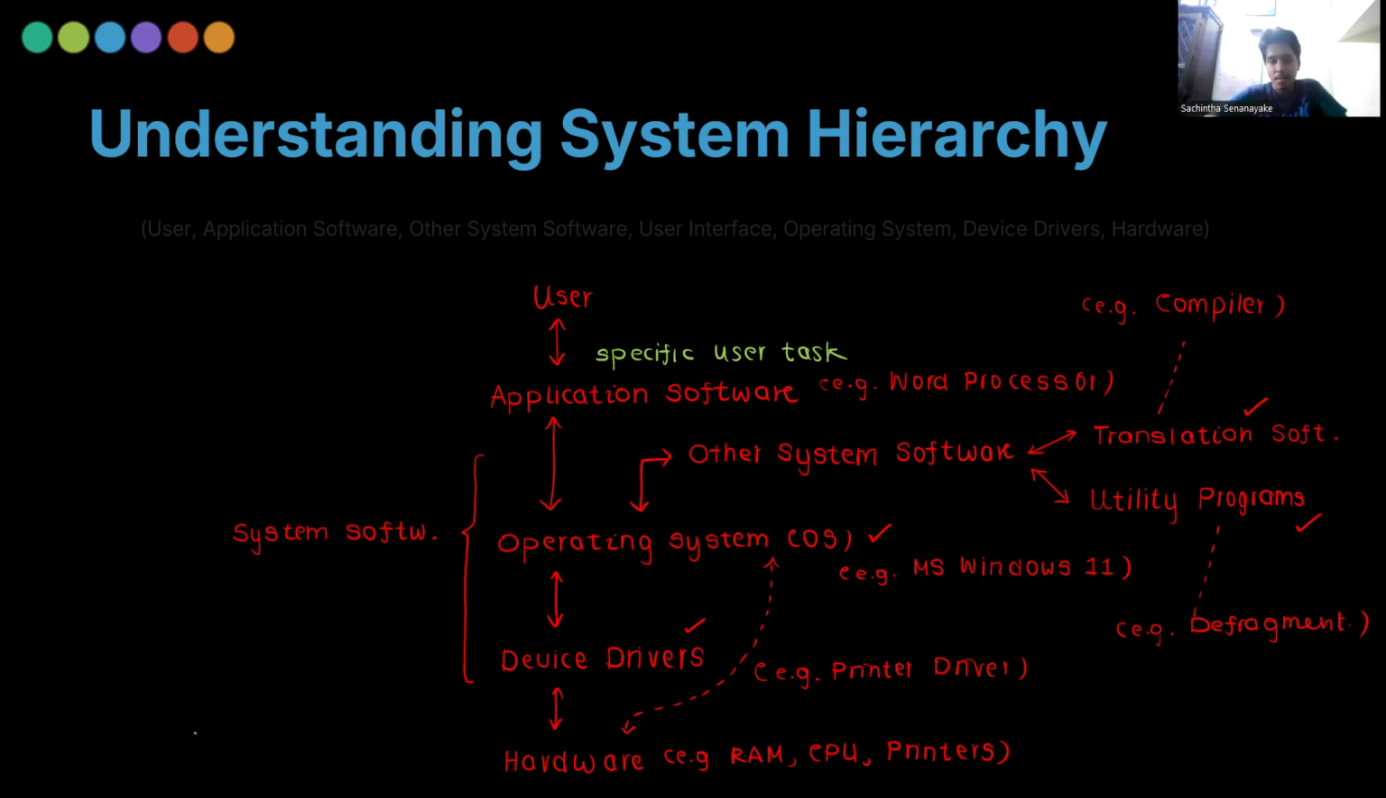Operating systems. Operating systems, based on this diagram, can be thought of as a bridge between application software and the hardware via the device drivers. And that's exactly what operating systems are. Operating systems can be thought of as system software, right, that act as a bridge between the application software and the hardware.